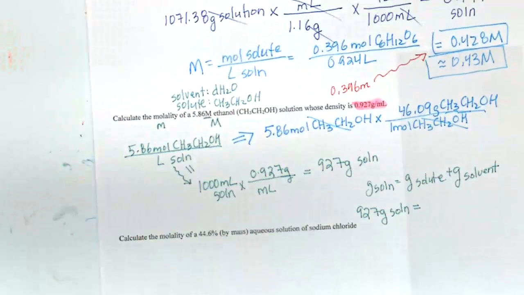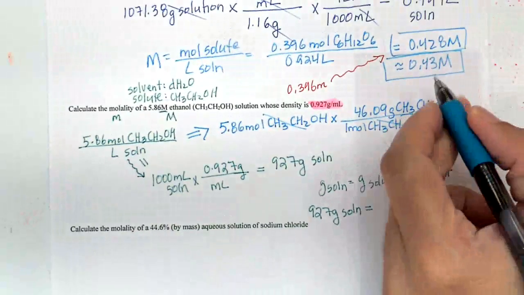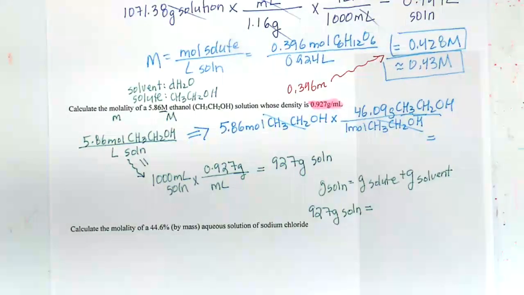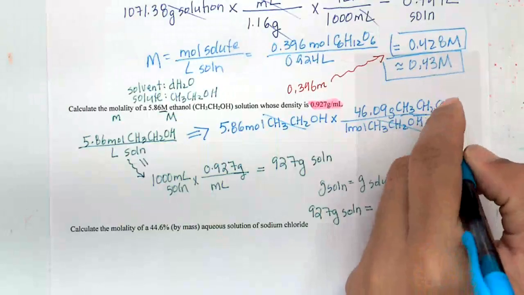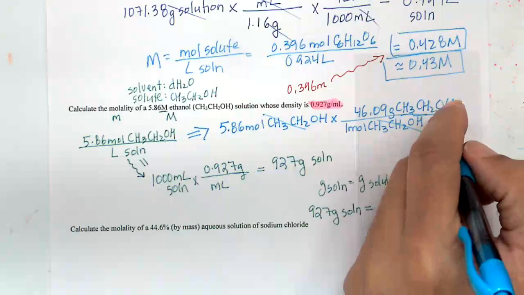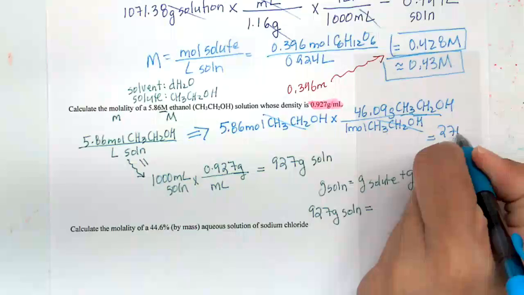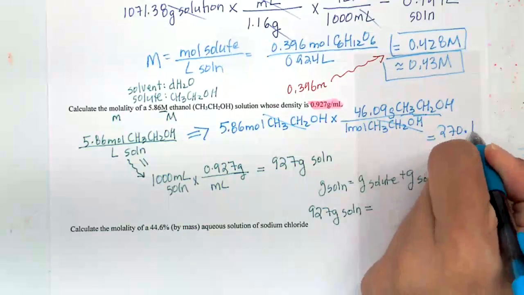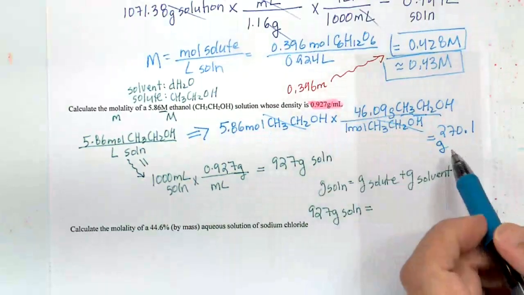Okay, so the moles cancel. What is that on our calculator? When we take 5.86 and multiply it by 46.09, I'll do that really quickly here. Okay, I'm getting about 270.1. I'm trying to figure out how many digits to carry over. I will put an extra digit here. It's 270.1 grams of ethanol.